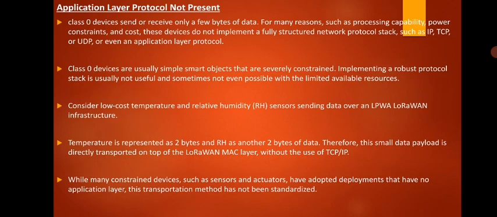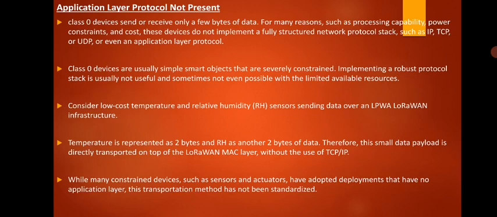Class 0 devices send or receive only a few bytes of data, for many reasons such as processing capability, power consumption, and cost. These devices do not implement a fully structured network protocol stack such as IP, TCP, or UDP, or even an application layer protocol. Class 0 is the basic level of smart objects. In comparison, they have less processing capacity, very low power consumption, and the cost is also less.